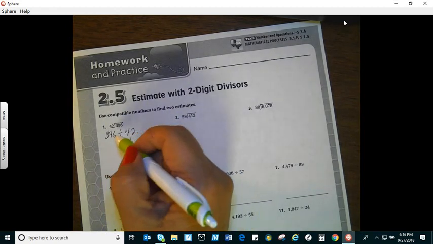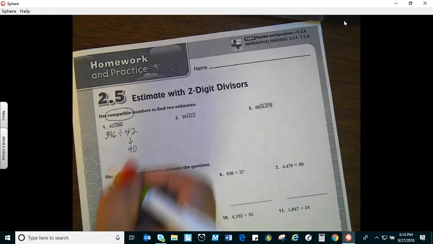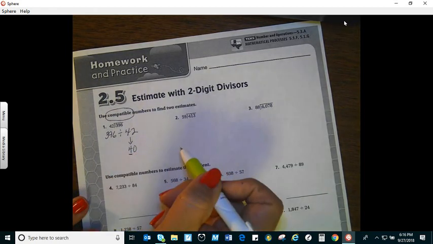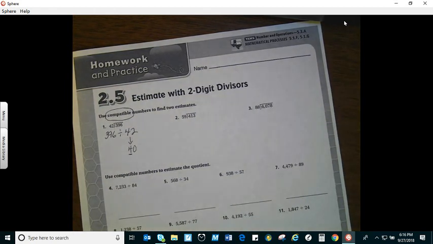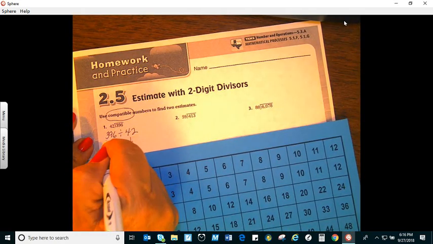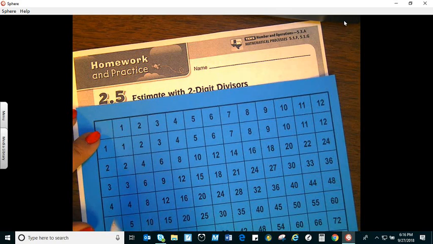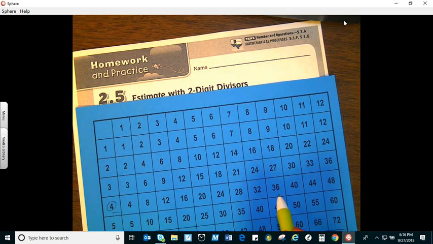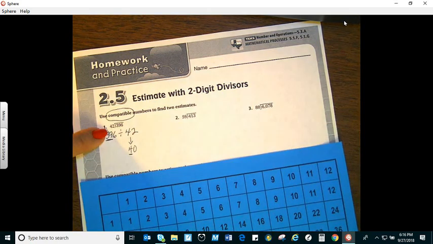Now I'm going to look at my 396. I'm looking for compatible numbers that are divisible by 40, but here we're looking at basic facts. So I'm going to look at my 4. And remember I told you to use your multiplication chart so that you can get stronger at it. I'm looking to see what is divisible by 4. I need to get as close to 39 as possible, or around there. So I'm going to look at 4, and I have numbers that are 36 and 40 that are around the same area as 39.